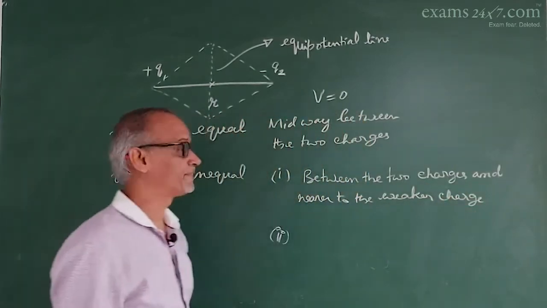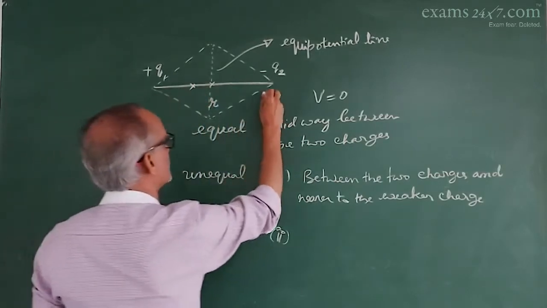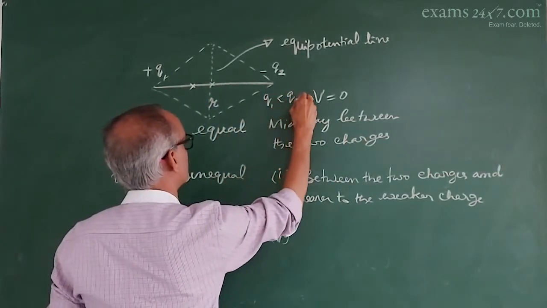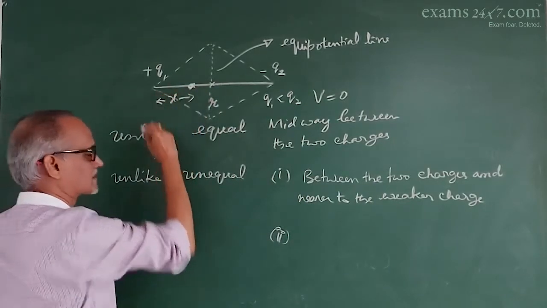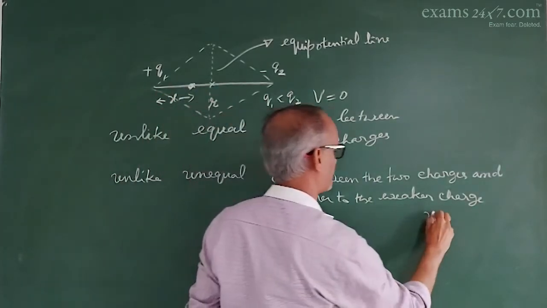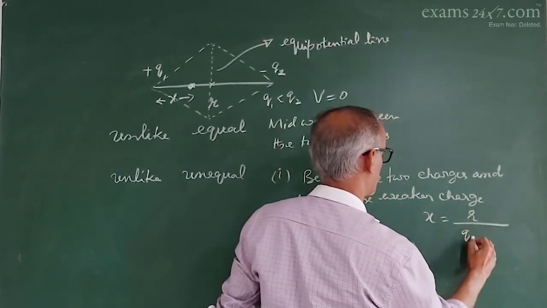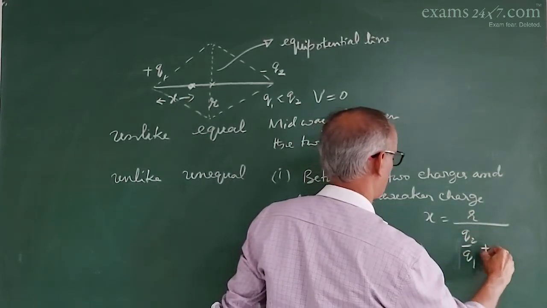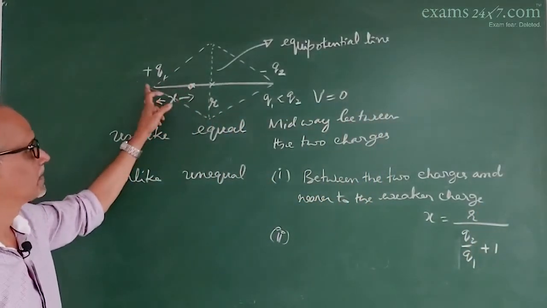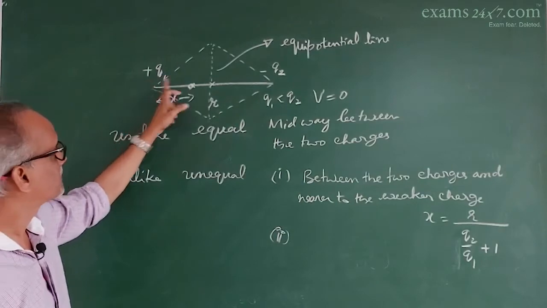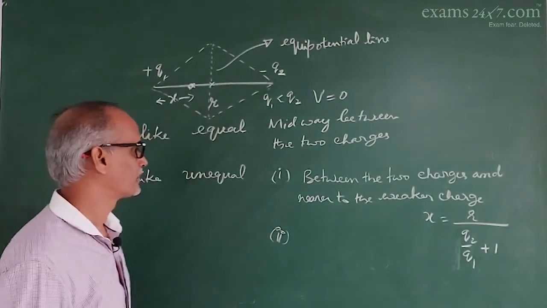And we can find that somewhere in between, assuming that Q1 is less than Q2, and if the point lies somewhere here, then that x is given by r divided by (Q2 by Q1 plus 1). So that is x, which you can find, where it lies in between the two charges nearer to the weaker charge. One is positive, the other is negative.